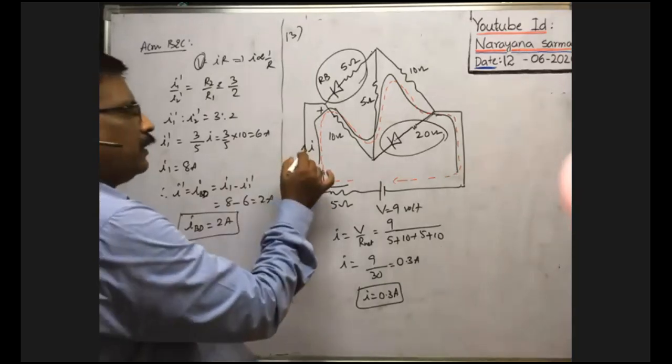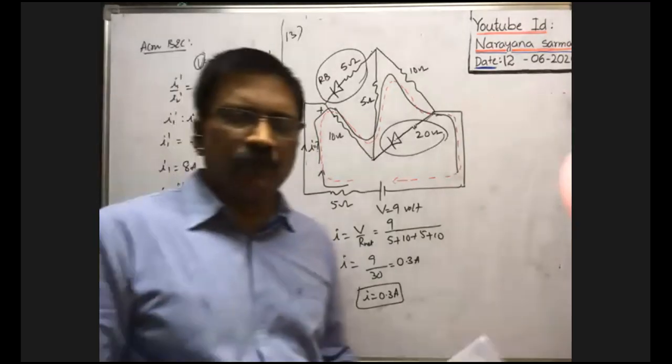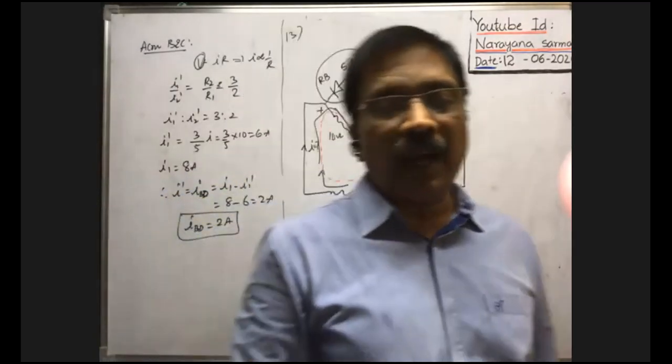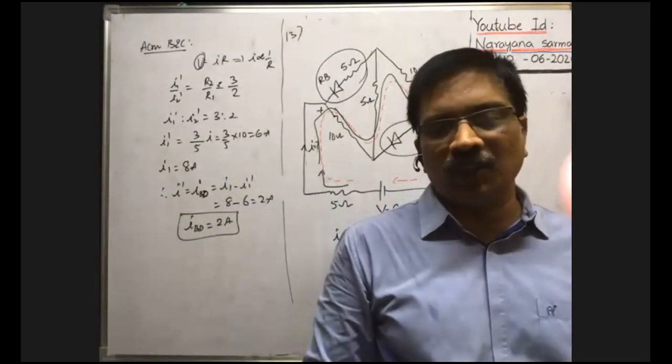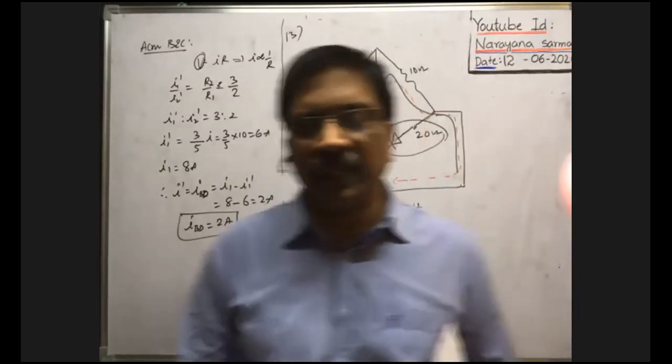Here I is given here. What is that current they asked? So what is the current passing through the network? The current passing through the network, or main current passing through the circuit, means that is the current passing through the cell. That is the question they asked. So I is equal to 0.3 amperes.